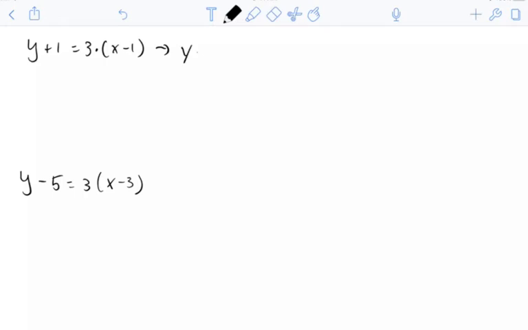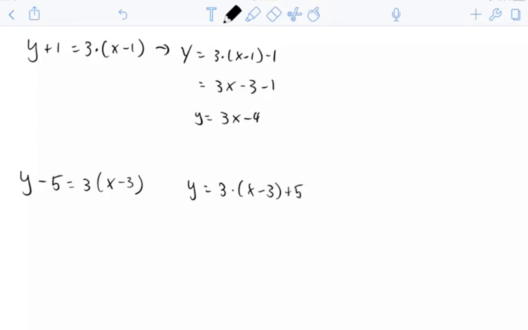y is equal to 3 times (x minus 1) minus 1, so that's 3x minus 3 minus 1, so that's 3x minus 4. And the second one is y is equal to 3(x minus 3) plus 5, which is 3x minus 9 plus 5, which is 3x minus 4. They're the same, okay? So just because they look different, just because this point is different, doesn't mean that they're different linear functions. They're the same linear function.